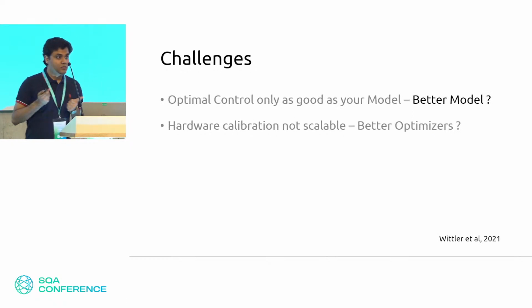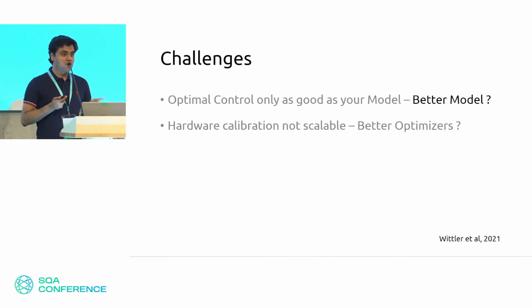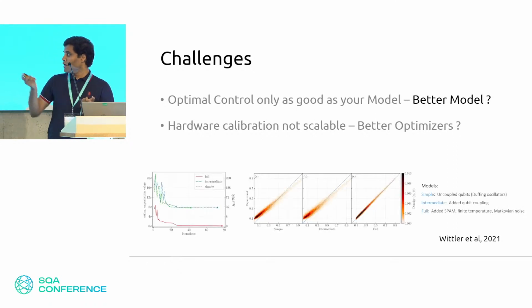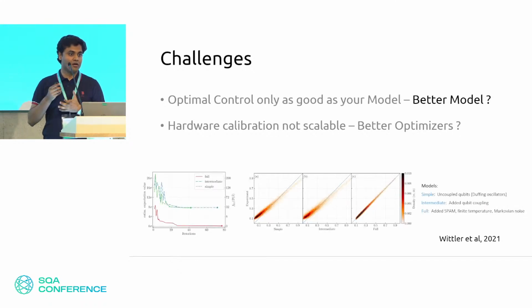So what do we do? Now, for optimal control, of course, you can have a better model, right? You can just continuously keep funding more and more PhD students to come up with more and more complex parts of your model that you can use to get better pulses. And you can do that, and we have done that, and of course, you get increasingly better matches with your actual hardware.